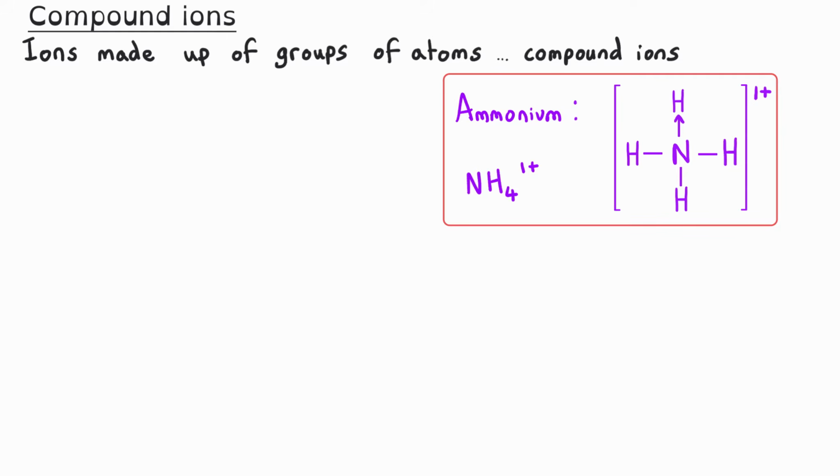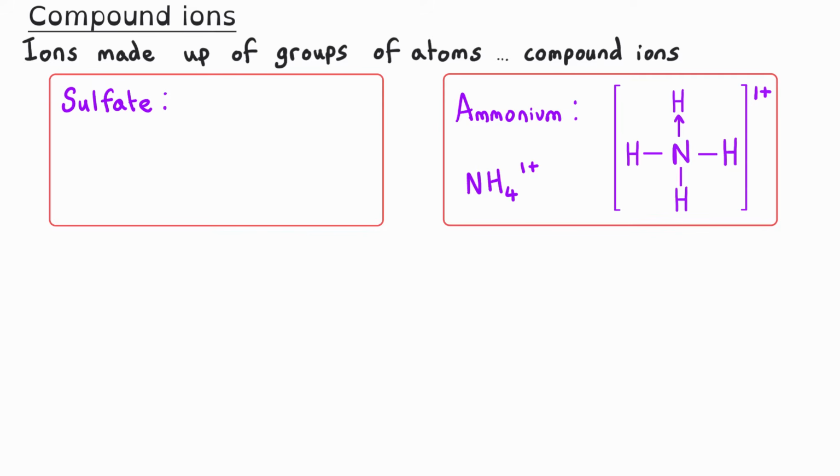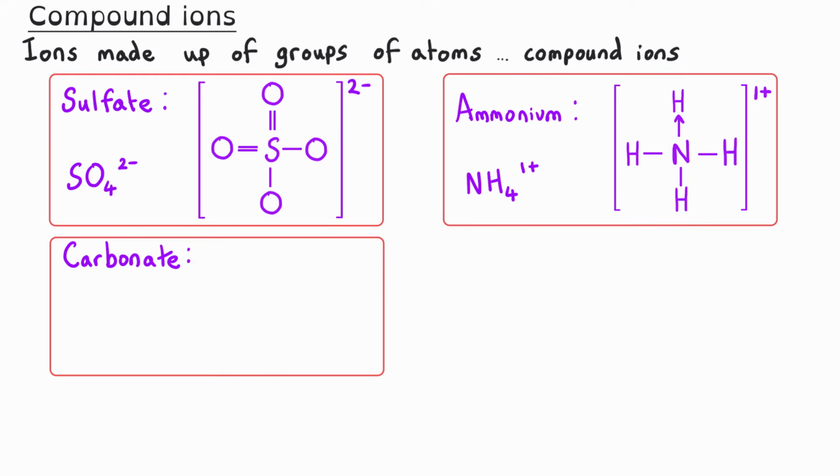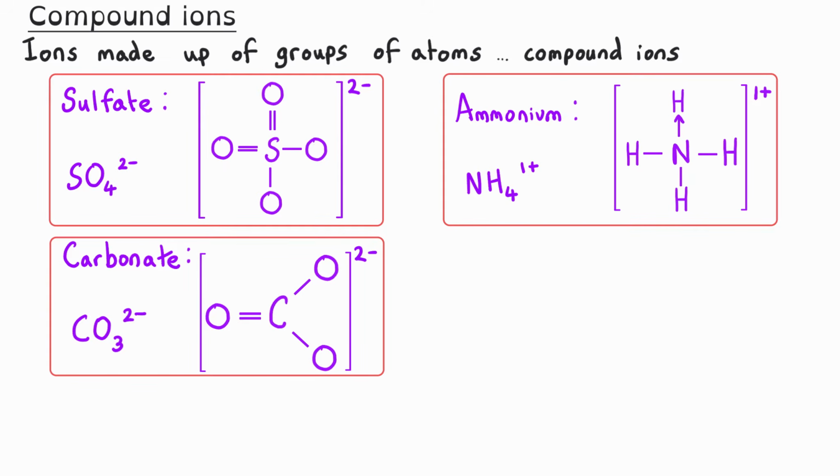And then there are 4 negative compound ions that you should know about. First of all, the sulfate ion, which has the formula SO4 2- overall, and here is the displayed formula for the sulfate ion. And then the carbonate ion, which has the formula CO3 2-, and this is its displayed formula.